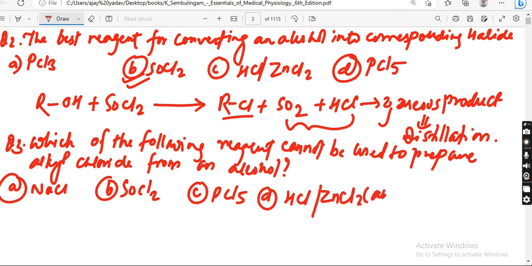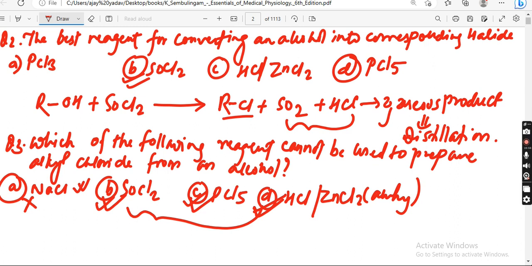We know that this was Darzens' process used. ZnCl2 is used, PCl5 is also used, SOCl2 is also used. These all three are used. So NaCl is the only one which is not being used to prepare alkyl halide from the alcohol. So this is the correct answer. So option number A is correct. Okay.